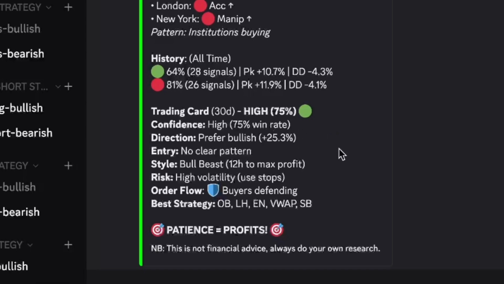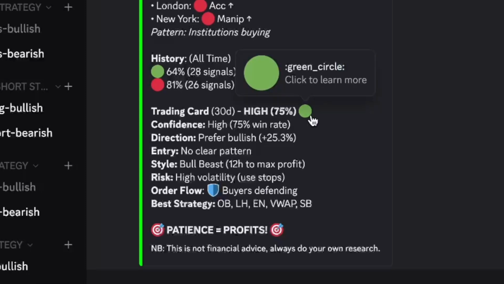The confidence line is that win rate. Direction, which way this coin performs best. This says prefers bullish with a 25.3% up. The bullish signals outperform bearish by that margin. If it says either works, then no significant edge in either direction. Bullish only or bearish only means only one direction has data in the last 30 days, which tells you a lot.